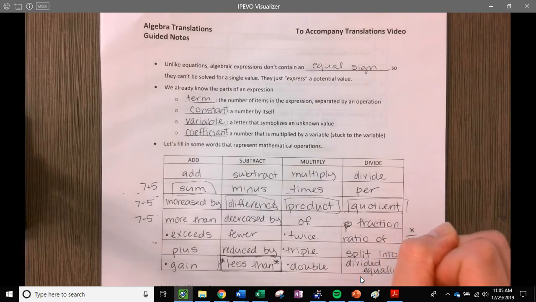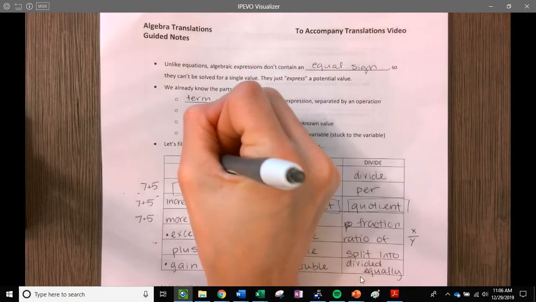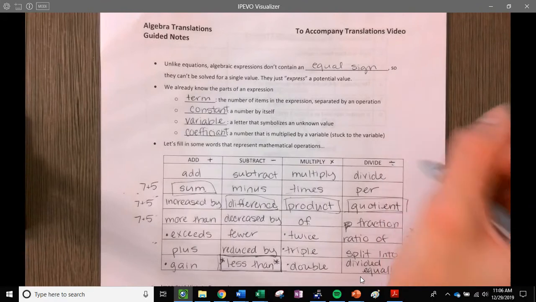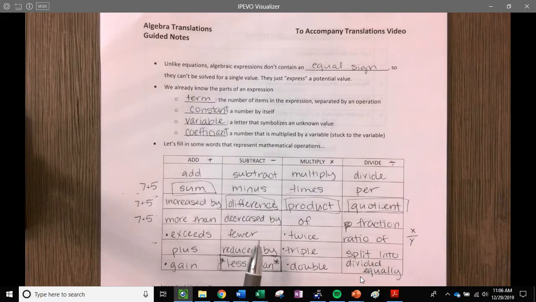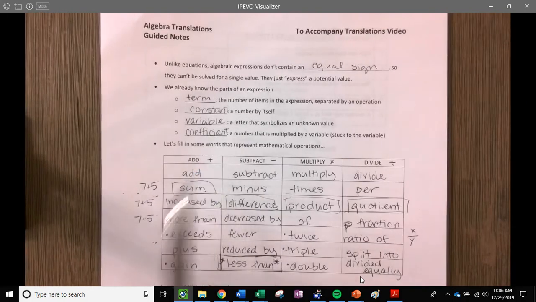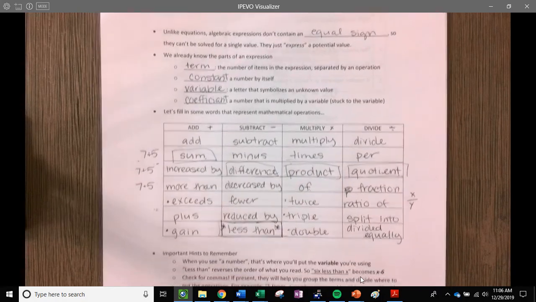Divided equally. Okay, so these are all potential words that you need to be able to recognize and be able to put a sign to: plus, minus, multiply, or divide. So that when you're reading the verbal statement and you come by one of these words, you know, okay, I'm going to replace that word with a sign in my translation. All right, so work on that little table and try and memorize that if you can. And definitely these 4 words, definitely less than. We're going to get to that in 1 second.